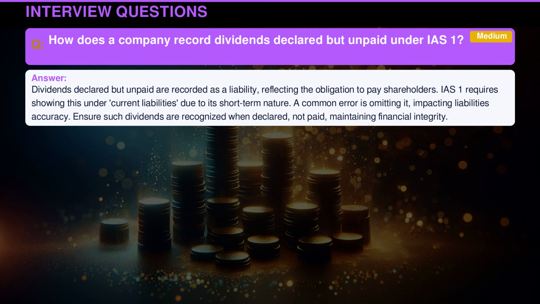Dividends declared but unpaid are recorded as a liability, reflecting the obligation to pay shareholders. IAS 1 requires showing this under current liabilities due to its short-term nature. A common error is omitting it, impacting liabilities accuracy. Ensure such dividends are recognized when declared, not paid, maintaining financial integrity.